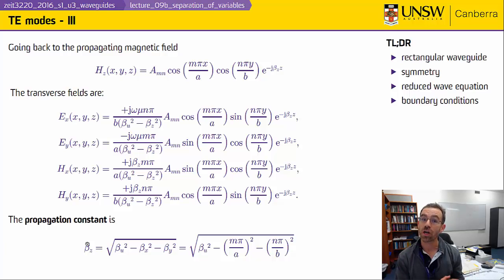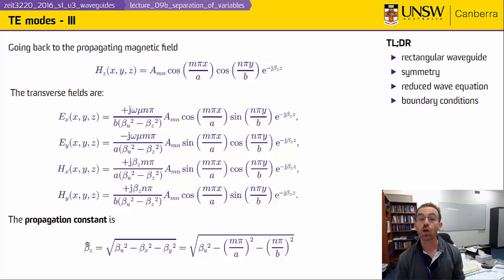So we talked about cutoff frequencies in the context of the parallel plate waveguide. We've got exactly the same phenomenon associated with each of these TE mn modes. Every mode is going to have its own cutoff frequency. Below that frequency, that mode doesn't propagate on the waveguide.